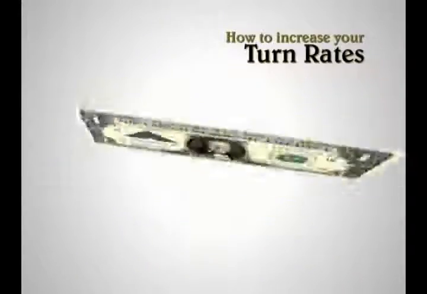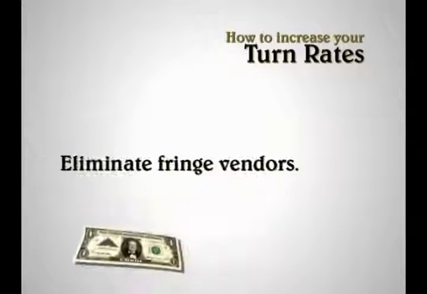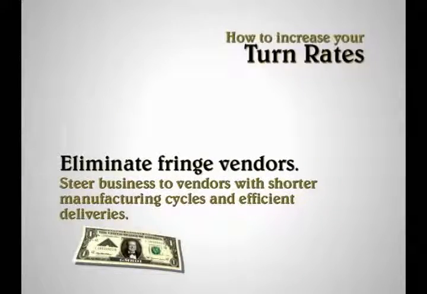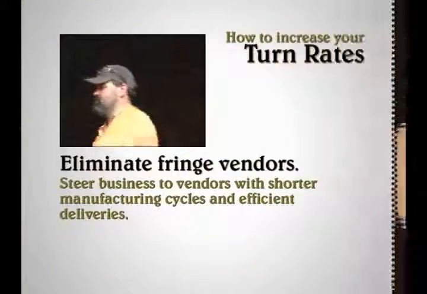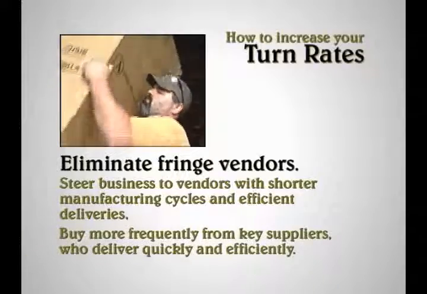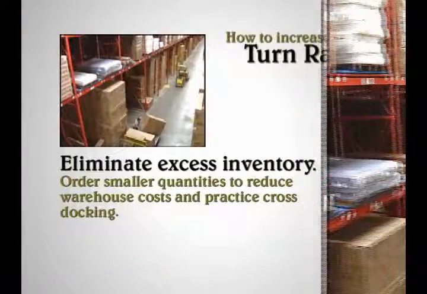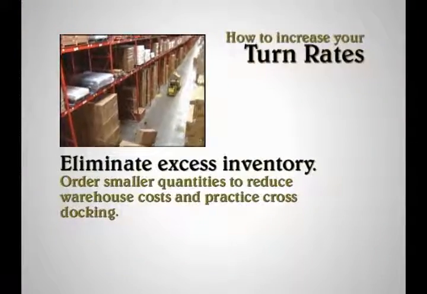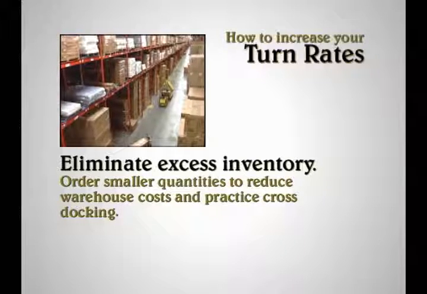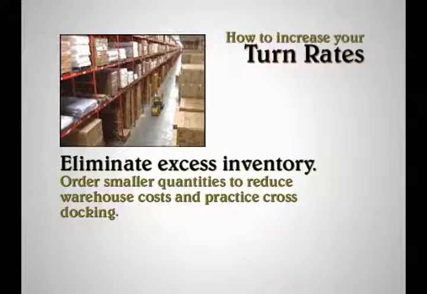Another point, you need to eliminate fringe vendors and steer business to vendors with shorter manufacturing cycles and efficient deliveries. Buy more frequently from your key suppliers who deliver quickly and efficiently, and order smaller quantities to reduce warehouse costs and practice cross-docking of the merchandise.